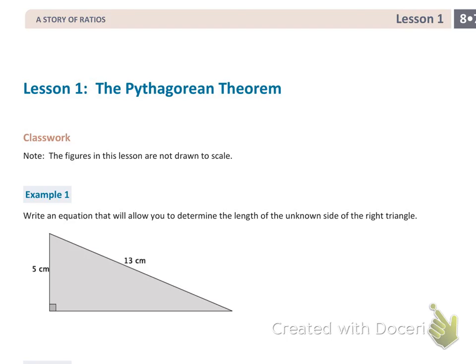Okay, so let's look at example 1, and we're told to write an equation that will allow you to determine the length of the unknown side of the right triangle. Okay, this is what we just worked on. So first thing you want to do is maybe define a variable for the unknown side. So I'm going to call it b, you could call it x, you could call it whatever you want. But go ahead and write an equation for that. Pause the video.